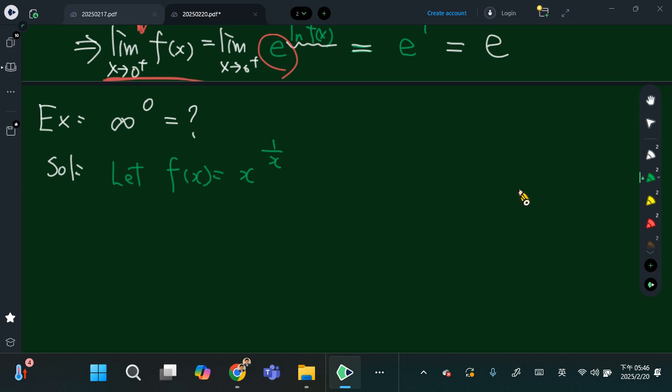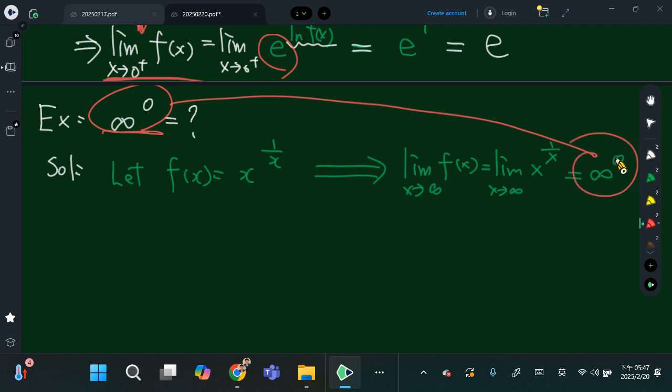So if I set f of s to be s to the power of 1 over s, when I calculate the limit as s approaches infinity of f of s, you can see the base is infinity, then the power part is 0. So you can see it is exactly the same as this one, right? So our setting here is correct.